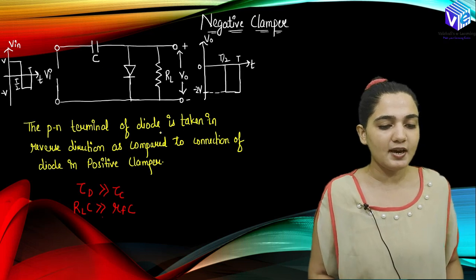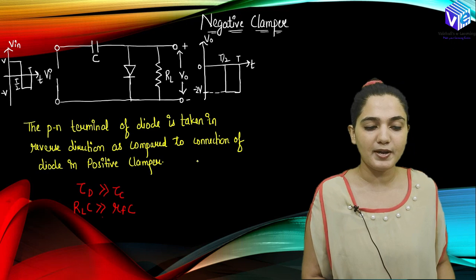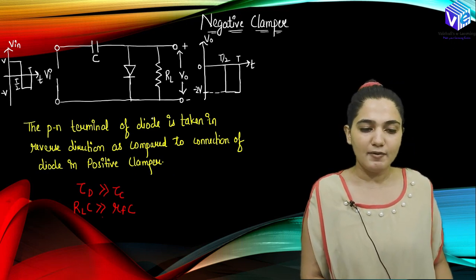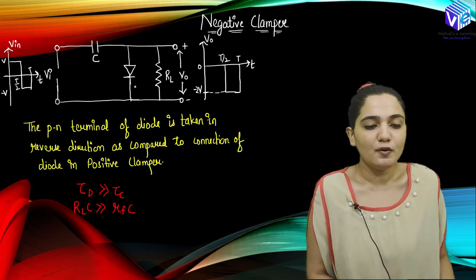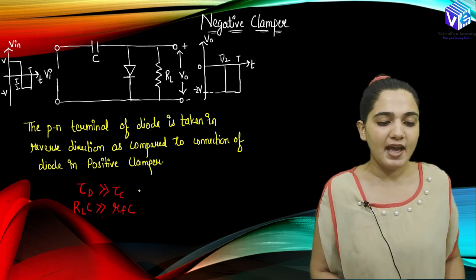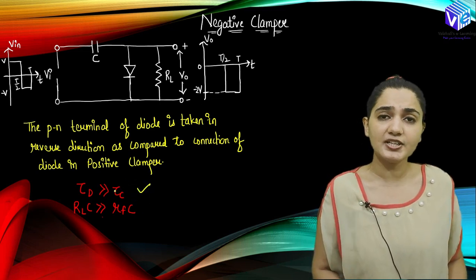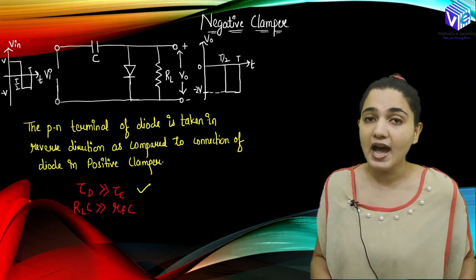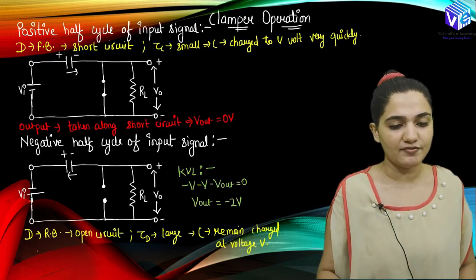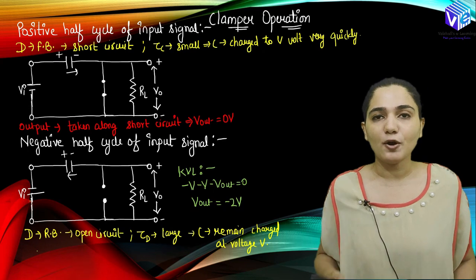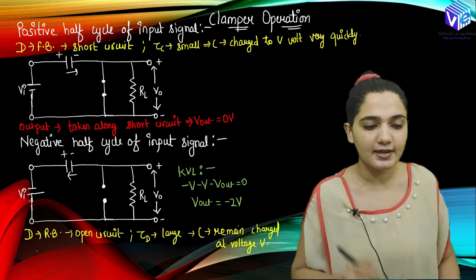Now the PN terminal of the diode is taken in the reverse direction as compared to the positive clamper. We have just changed the direction of the diode, and again we have considered the condition that the discharging time coefficient is very high as compared to the charging time coefficient. Now coming to the clamper operation, you must have understood the circuit really well.